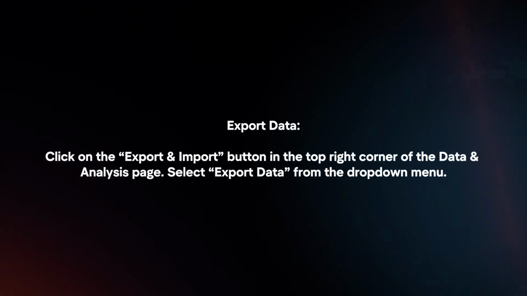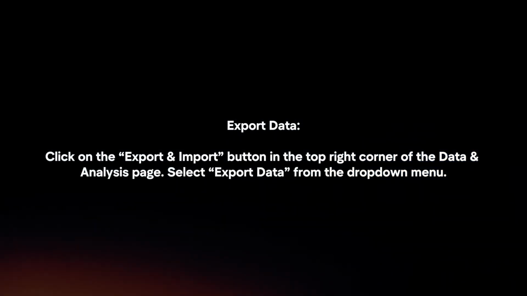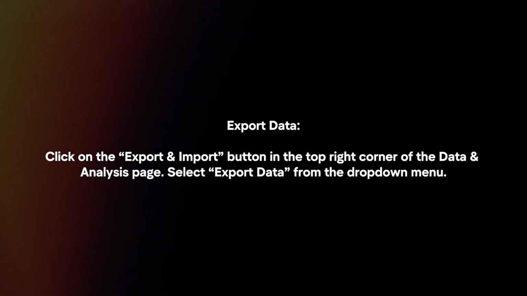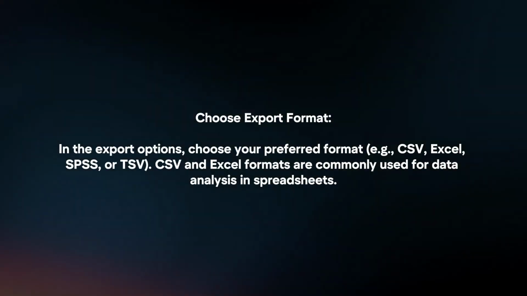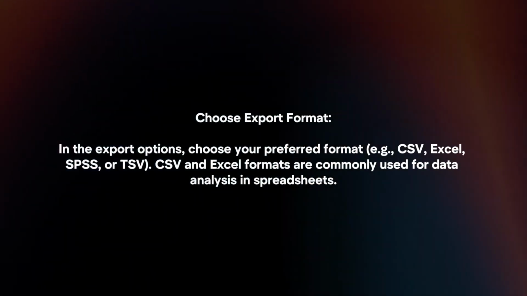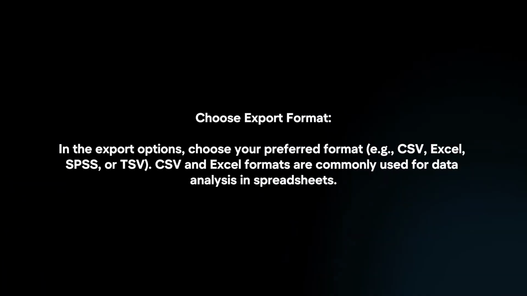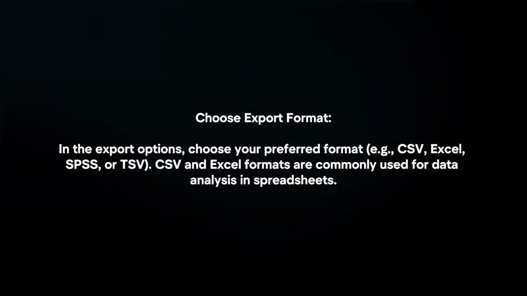Export data. Click on the Export and Import button in the top right corner of the Data and Analysis page. Select Export Data from the drop-down menu. Choose Export Format. In the export options, choose your preferred format. CSV and Excel formats are commonly used for data analysis in spreadsheets.